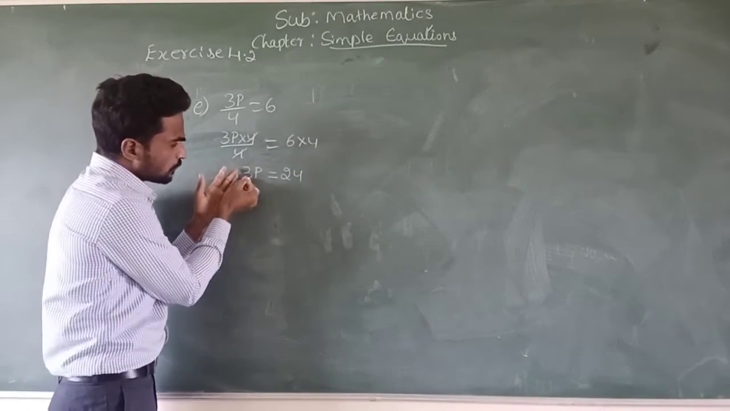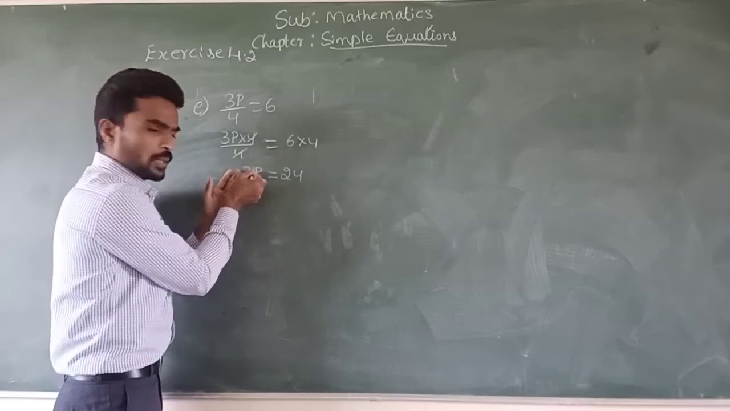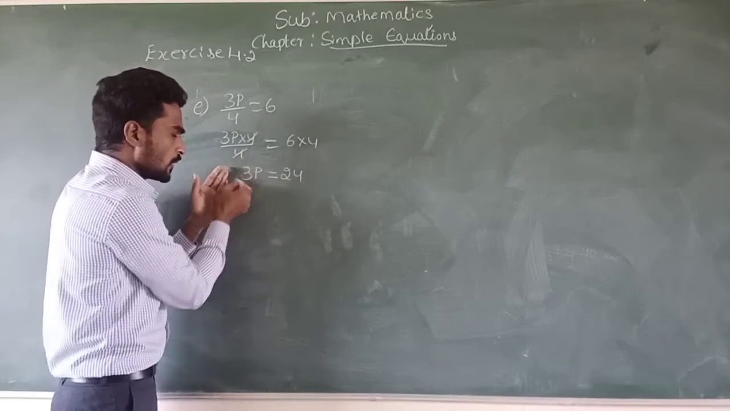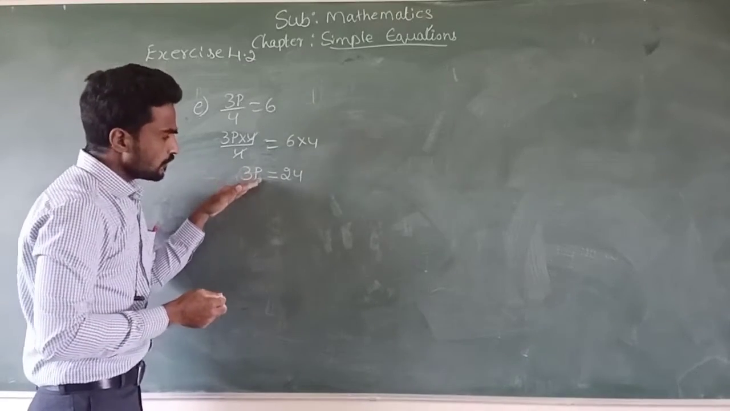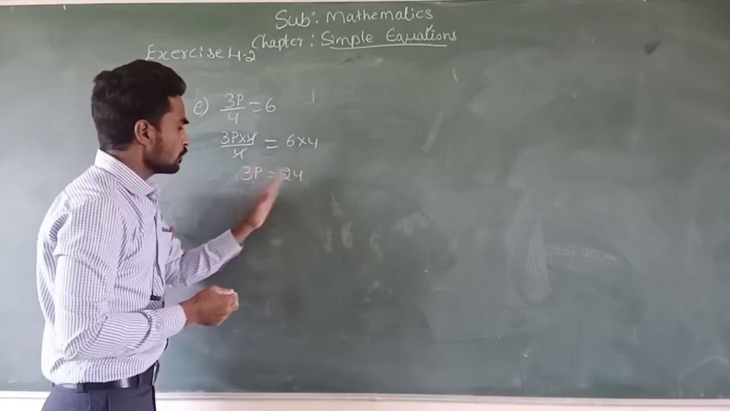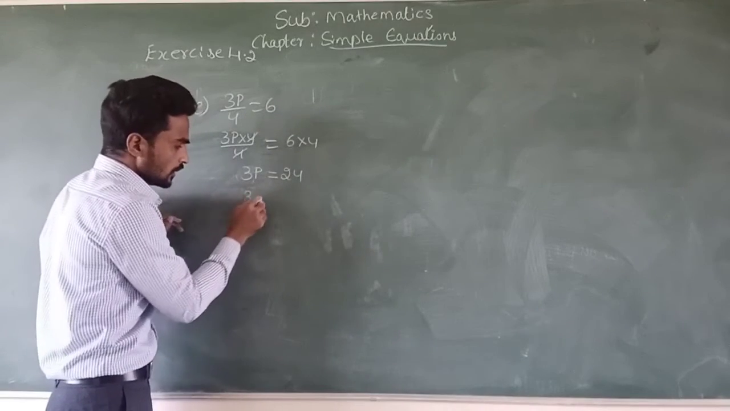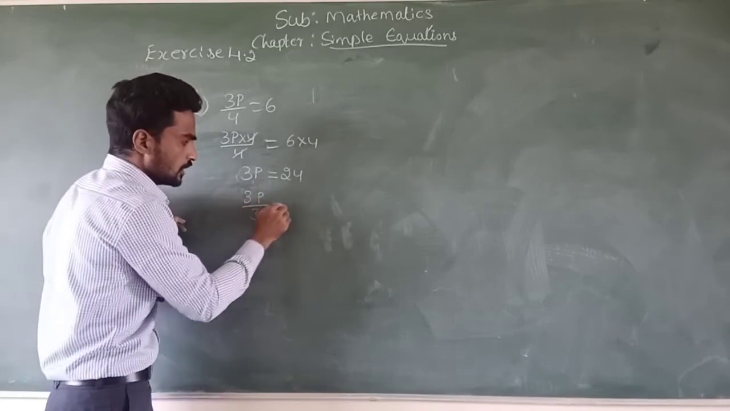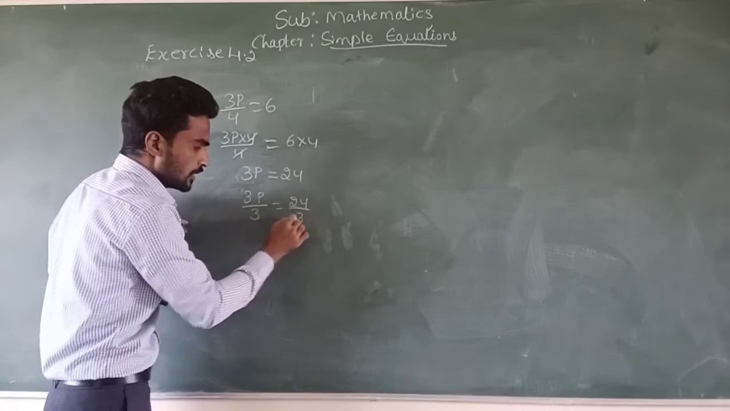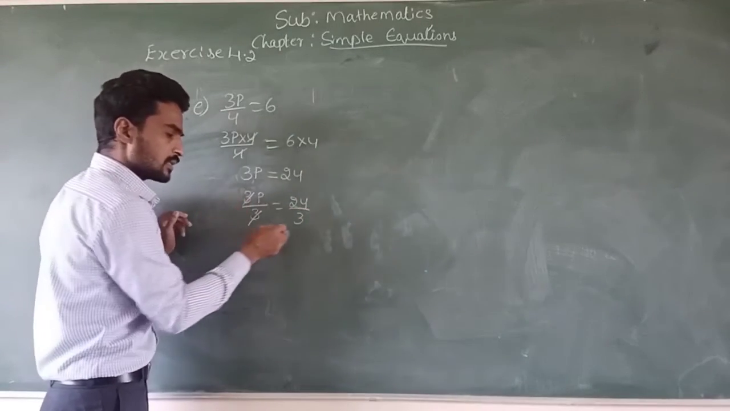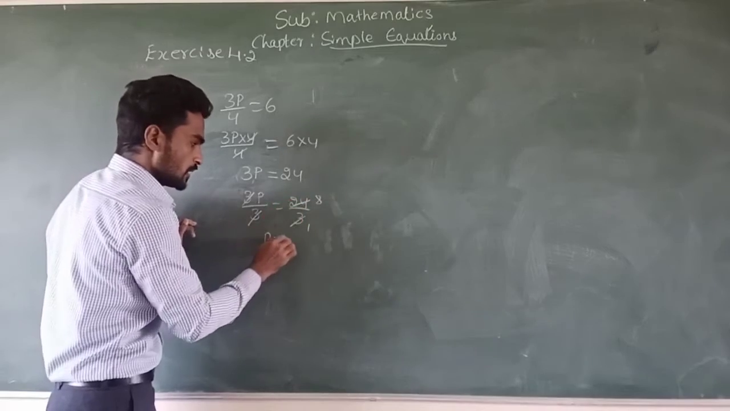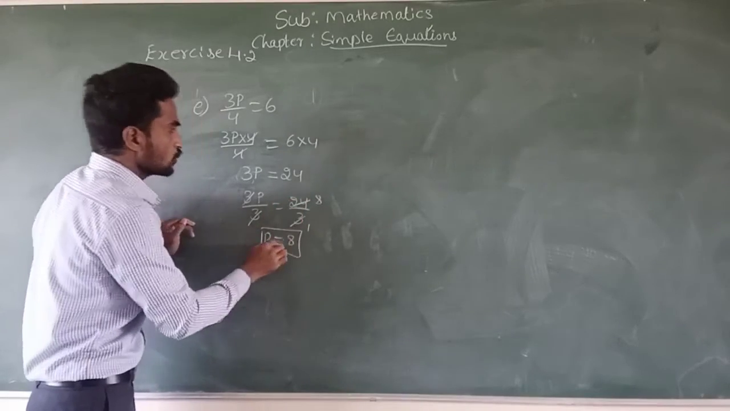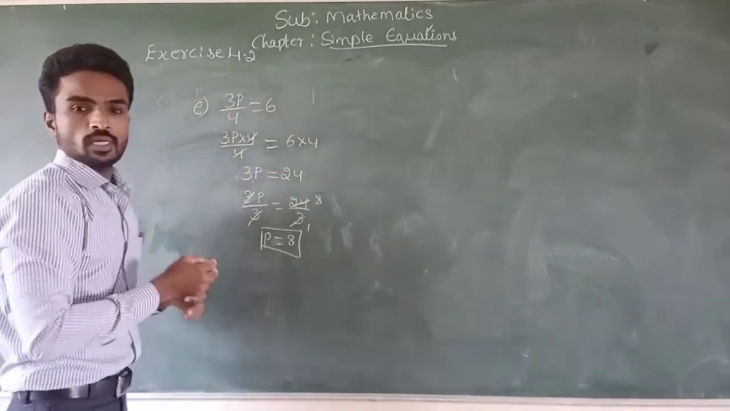Now 3 is multiplied to the variable p. For removing this 3, we can divide by 3 on both sides. 3p divided by 3 is equal to 24 divided by 3. Now the 3s cancel out. 3 ones are 3, 3 eights are 24. p is equal to 8 is the solution of the given equation.